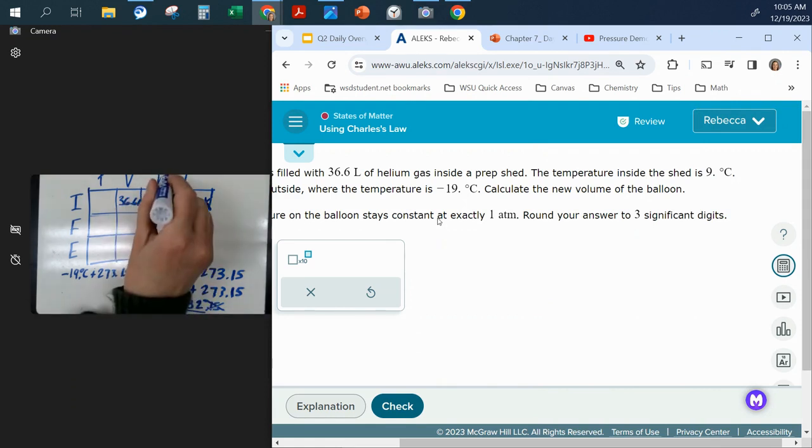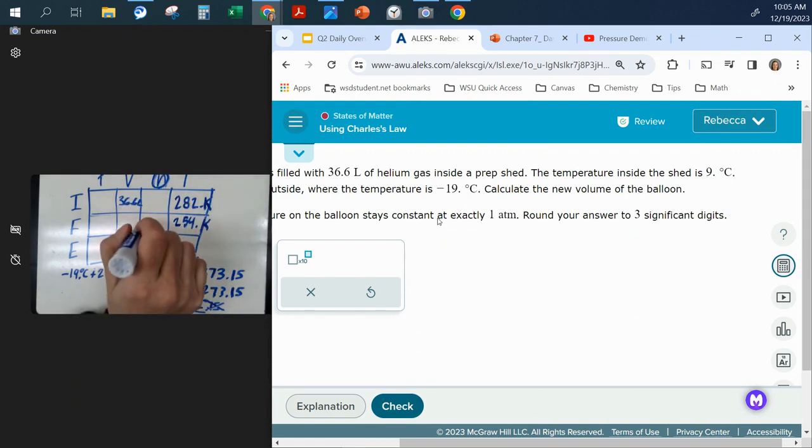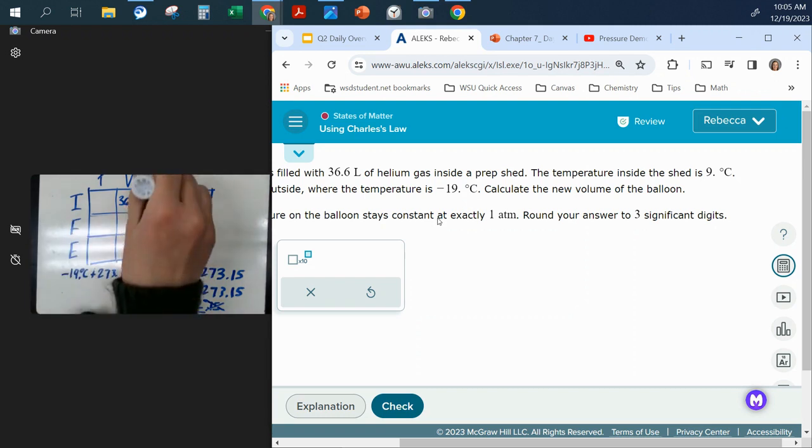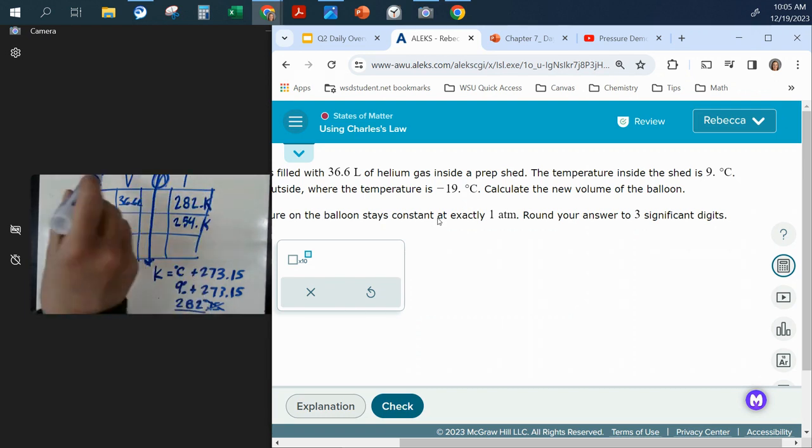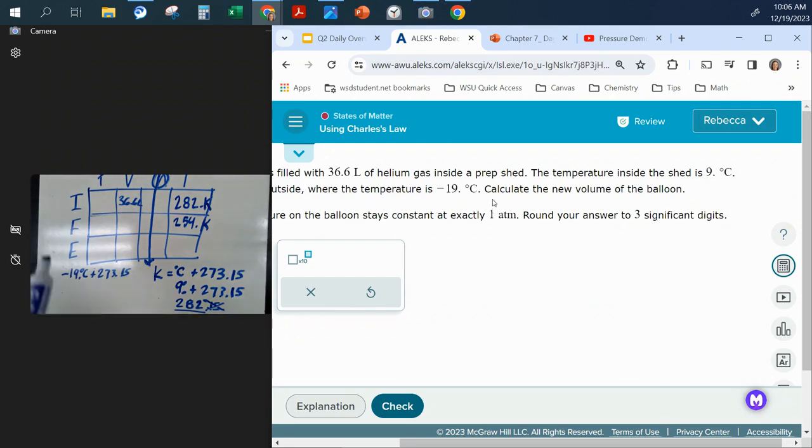Okay, so the number of moles, so N, the number of particles in the balloon, doesn't change. After we fill it, it stays the same. And the pressure, it tells us right here, is atmospheric pressure, exactly 1 atmosphere. So pressure is not changing. So we just have to decide what's going to happen to the volume based on what happened to the temperature.